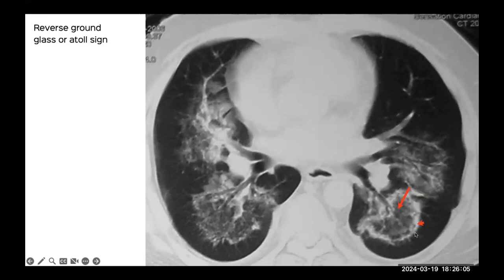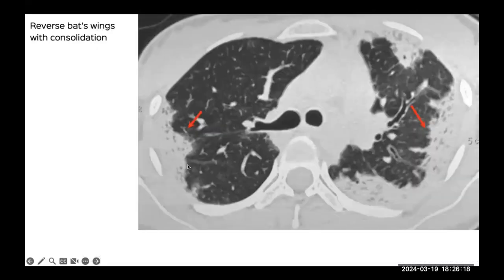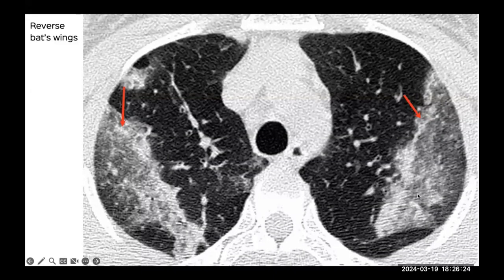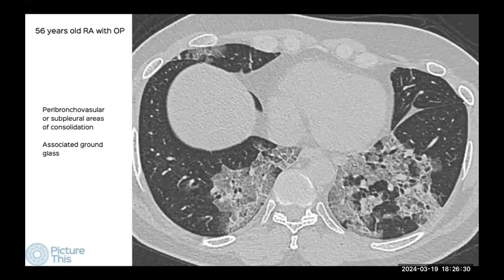So you've got ground glass in the center, consolidation at the periphery, representing an atoll. So that's why the atoll sign. Reverse bat wings again, with ground glass in the center, consolidation at the periphery. But here you have reverse bat wings, but purely consolidation. Both of these were eosinophilic pneumonias, but eosinophilic pneumonias are just one part of the spectrum of an organizing pneumonia pattern.